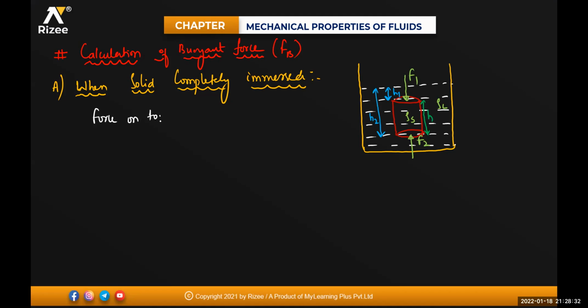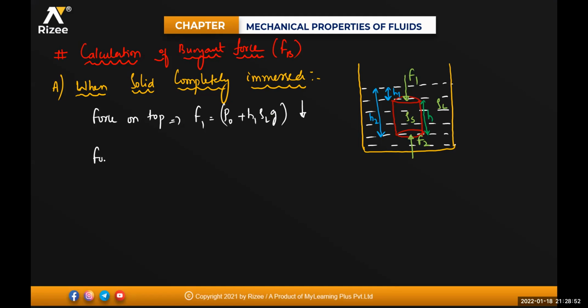The force on top is equal to F1. So F1 will be equal to the atmospheric pressure P0 plus the height of the liquid, that is H1, into the density of the liquid into G. In which direction, beta? Downward direction. The arrow mark is in the downward direction.